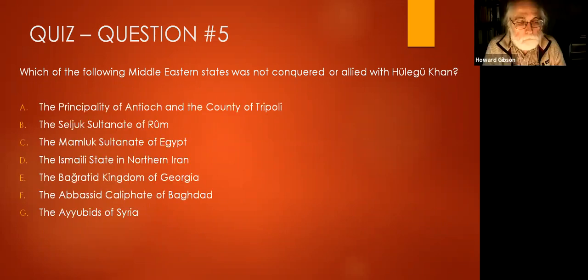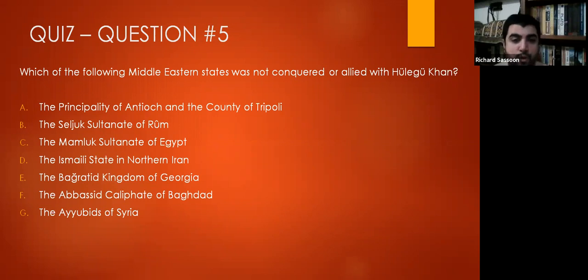Question number 4. Which of the following Middle Eastern states was not conquered or allied with Hülegu Khan? Well, C. Yeah, that's it. The Mamluk Sultanate of Egypt was the key enemy of Hülegu Khan. The other states were either vassals, allies, or were conquered by the time that he was in power, or by him.